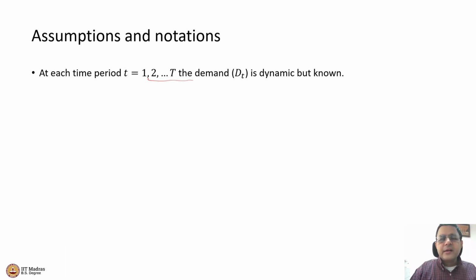And let us say that demand in each time period, D of t, is dynamic, but it is known, right? Dynamic meaning it may change. Week 1 demand may be different from week 2 demand, week 3 demand, and week 4 demand, but we know how much the demand is a priori. It is a restrictive assumption, but it helps me explain the Bellman equation in deterministic settings, which I can then extend to stochastic settings in the next session. We'll slowly do that.